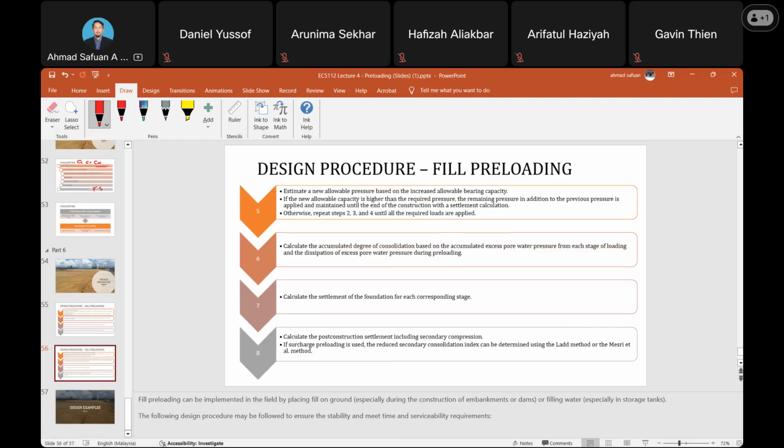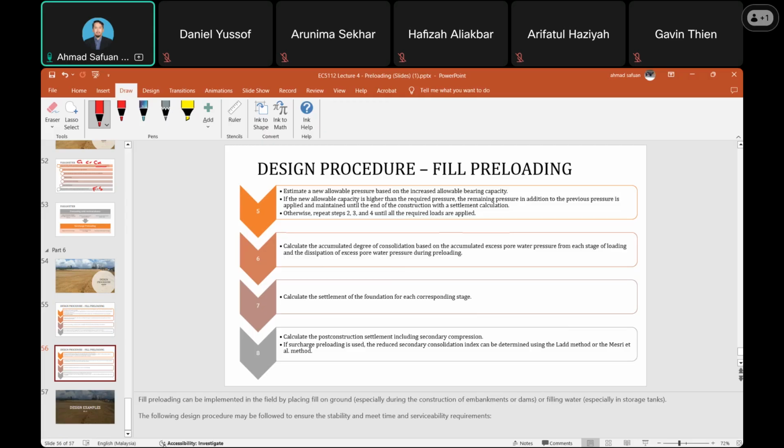So then estimate a new allowable pressure based on the increased allowable bearing capacity. So it means that after we have applied the preloading for the first stage, to go for the second stage, we have achieved an increment of strength of the material. So from there, we need to estimate again what is the new allowable pressure.